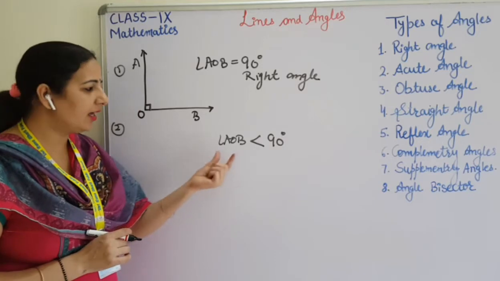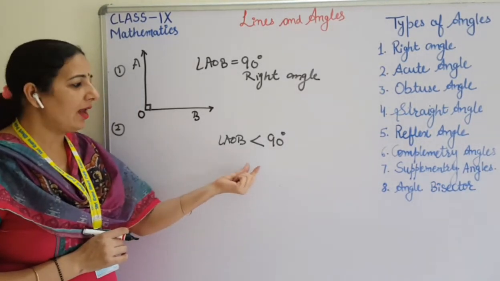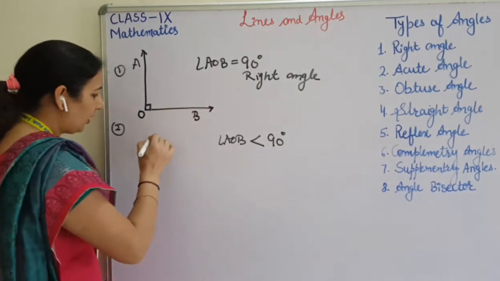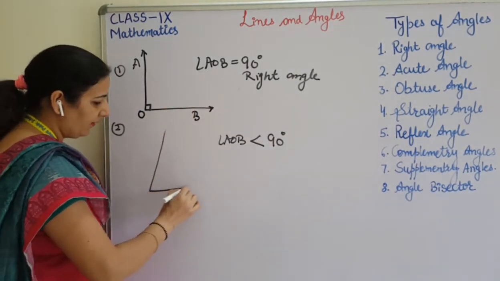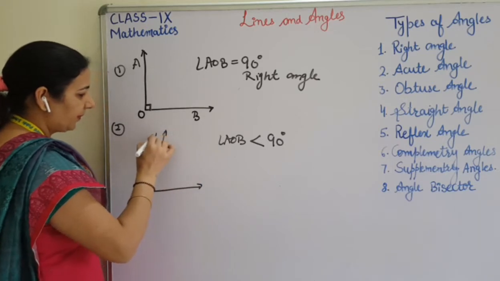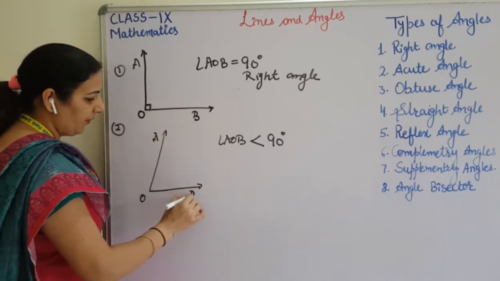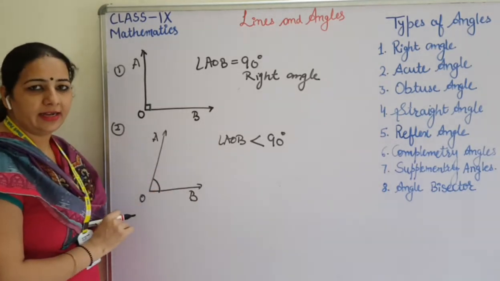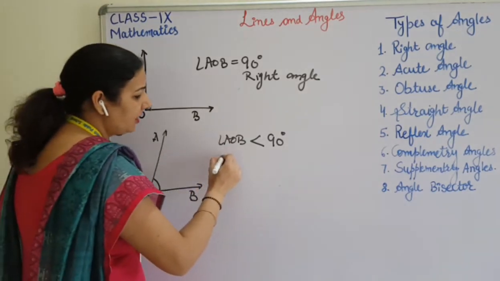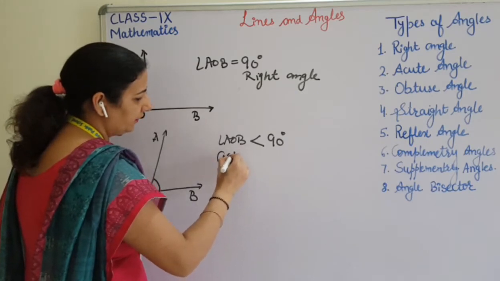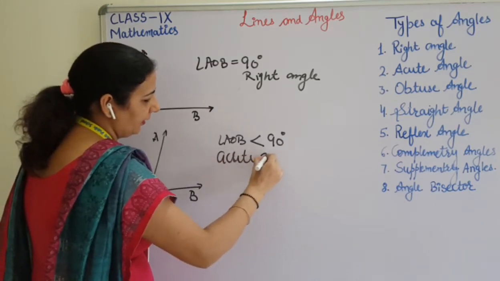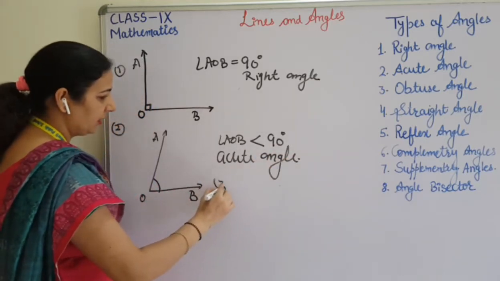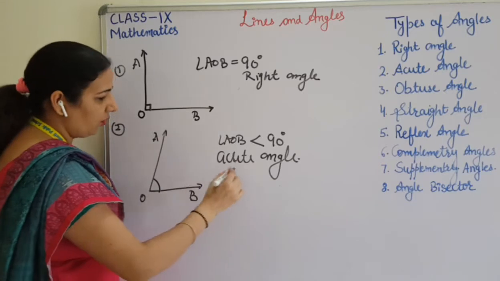Till 89 degrees it will be known as the acute angle, and when it turns to 90 degrees, then this angle is known as a right angle. So the figure of this angle will be of this type. AOB. The rough diagram will be like this. AOB should be less than 90 degrees. So it is known as an acute angle.